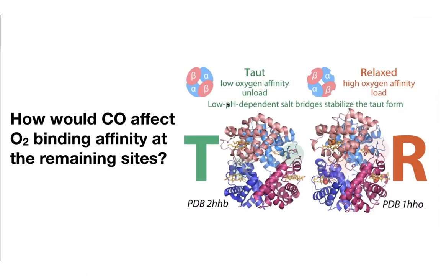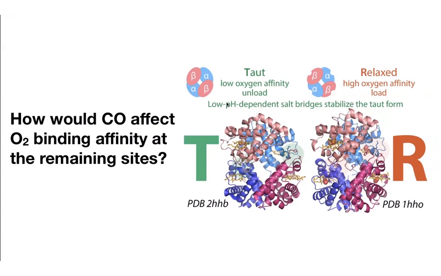Now, how would carbon monoxide binding affect oxygen binding at the remaining sites? That curve was if we were to bind all 4 subunits with carbon monoxide. But say only 2 carbon monoxides bind to the hemoglobin, leaving 2 sites open for oxygen. How would that oxygen binding affinity be affected? Would it be higher, lower, or unchanged?